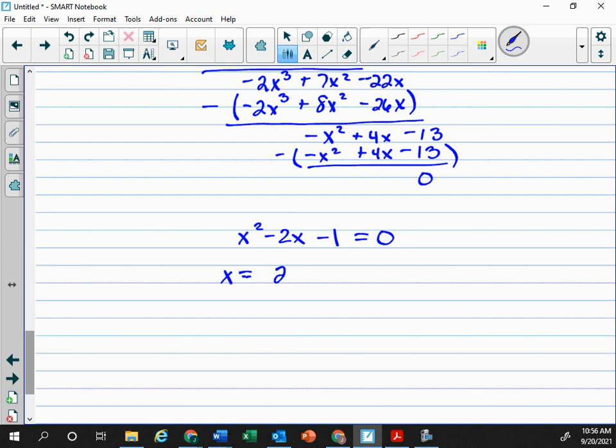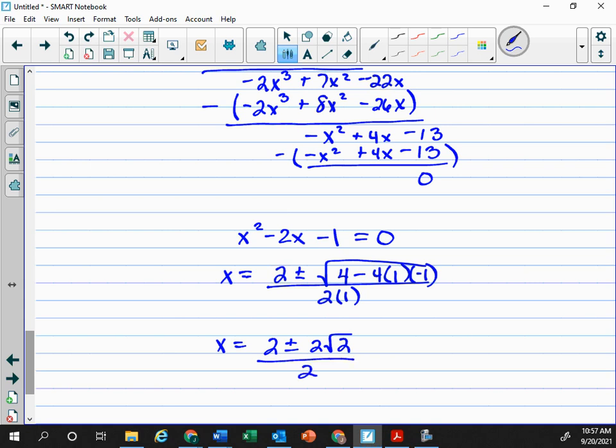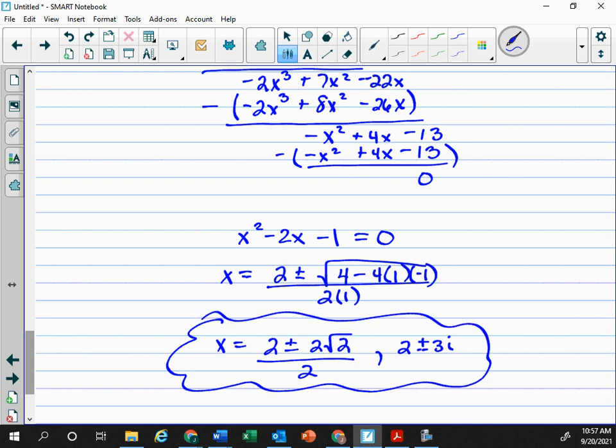So opposite of b plus or minus square root b squared minus 4ac all over 2a. So 2 plus or minus the square root of, that'd be 8, right? Which, can we jump right to 2 root 2 over 2? And then you also had your initial solutions of 2 plus or minus 3i. Whew. Okay.